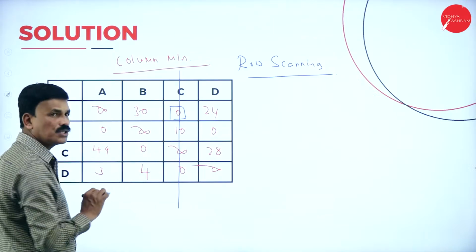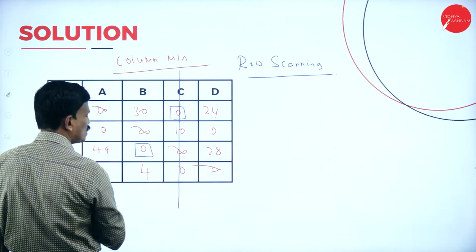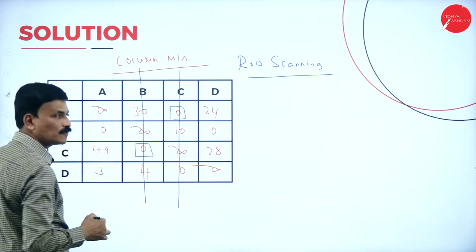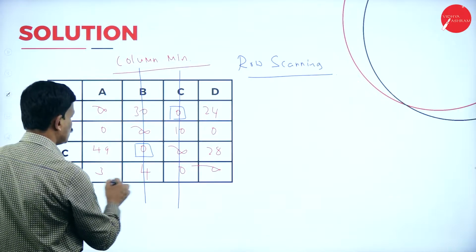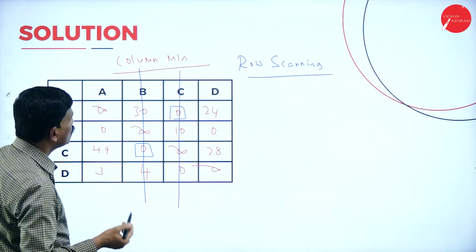Now come to the second row. Second row we have 2 zeros. Then go for the next row. In the third row we have only 1 zero. So mark this 0 and you can cancel this particular column. Then in the fourth row we don't have any 0. Now this is called the row scanning.